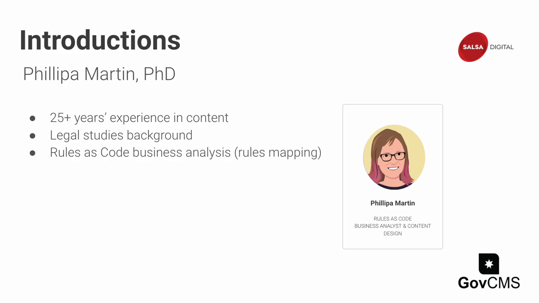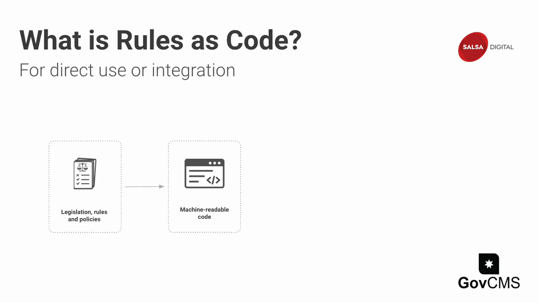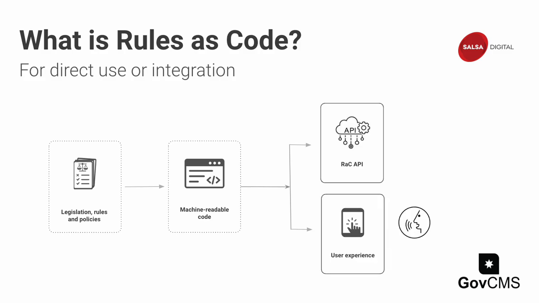So what is Rules as Code? Simply put, Rules as Code is about taking legislation, rules and policies and turning them into code. Users can then easily interact with the rules via direct user experiences, such as a website or voice interaction. Alternatively, the rules can be integrated with multiple systems and websites via an API.